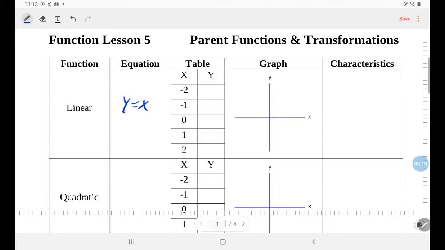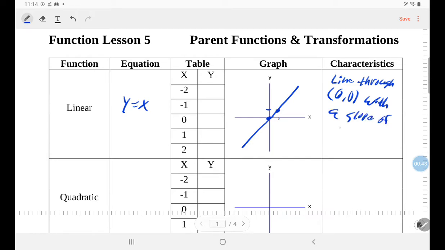My hope is that you know it looks something like this. Passes through 0, 0. Rise 1, run 1, has a slope of 1. So basically, as a line through the origin 0, 0 with a slope of 1. Now, if you didn't know that, okay, here's what you do.